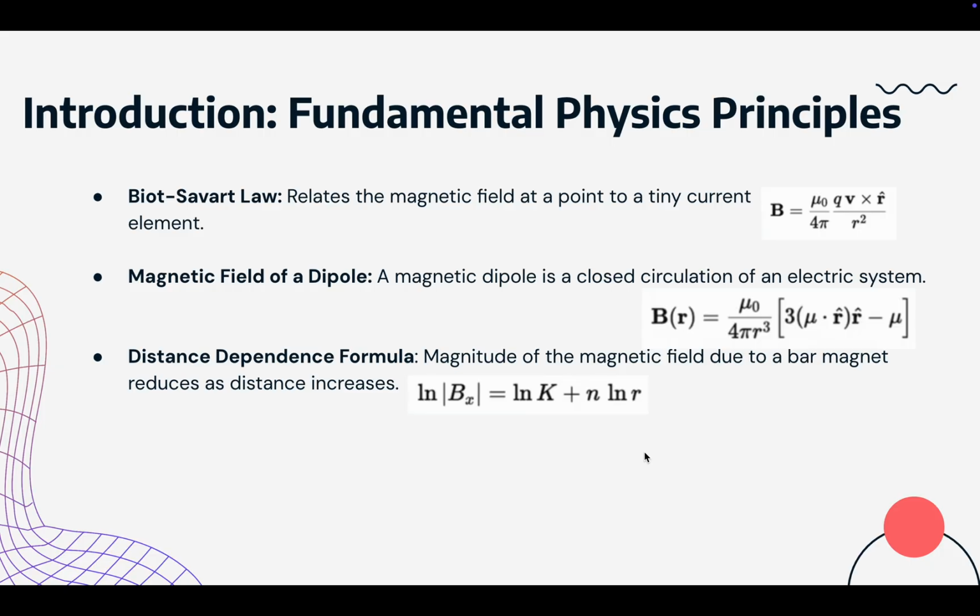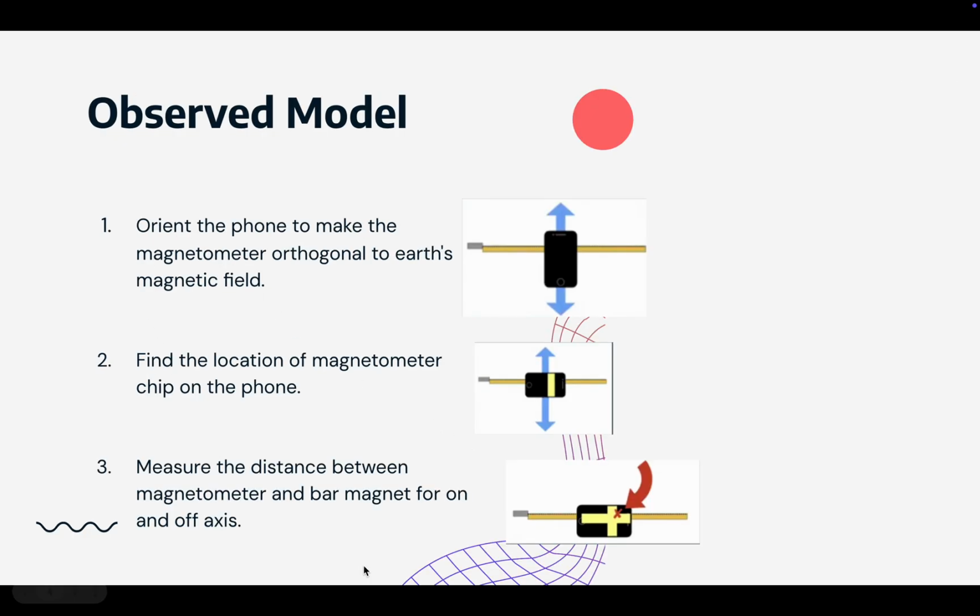These are the fundamental physics principles used. The Biot-Savart law, which relates the magnetic field at a point to a tiny current element, and that's the formula. And the magnetic field of a magnetic dipole is a closed circulation of an electric system, and that's the formula for that. And the distance dependence formula, which says that the magnitude of the magnetic field due to a bar magnet reduces as the distance increases, and that's the formula for that.